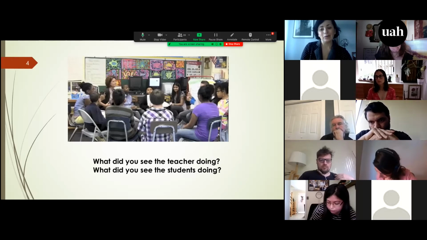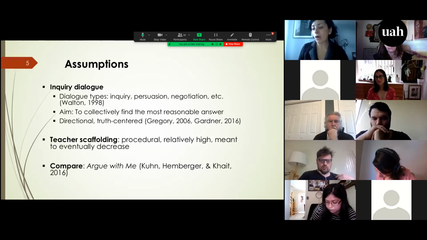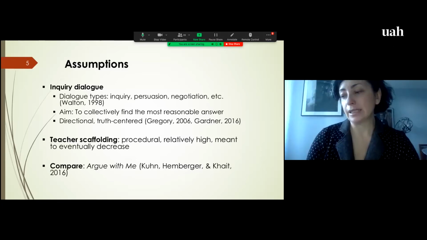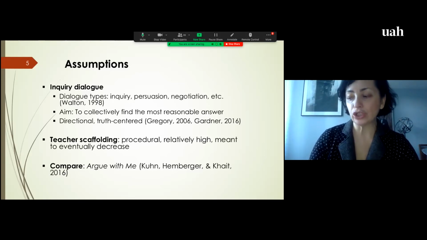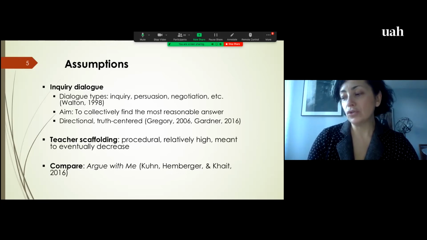So, good question too. Well, I'm going to move to review our way of thinking about this discussion, what we try to accomplish. We call this type of talk that you just observed inquiry dialogue, taking this label from Walton's taxonomy of dialogues, where he identified 6 dialogue types and specified aims, norms, and practices of each type. The aim of inquiry dialogue is to collectively find the most reasonable answer to a contestable question. So the purpose is not to convince others, as in persuasion, or to make concessions to reach an agreement, as in negotiation, which is another way to argue, but rather to use best available reasons and evidence together to advance towards the truth.